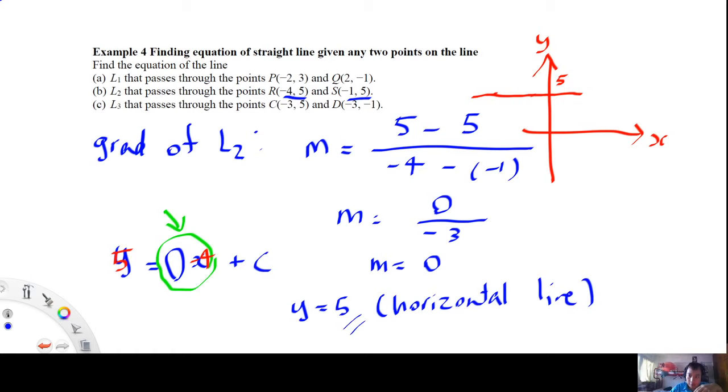Okay, so potato, how to find gradient? That's actually 5.2. There's a formula for it. Okay, any other questions? The C is actually a trick question because it's a vertical line and therefore doesn't use the y equals mx plus c formula.